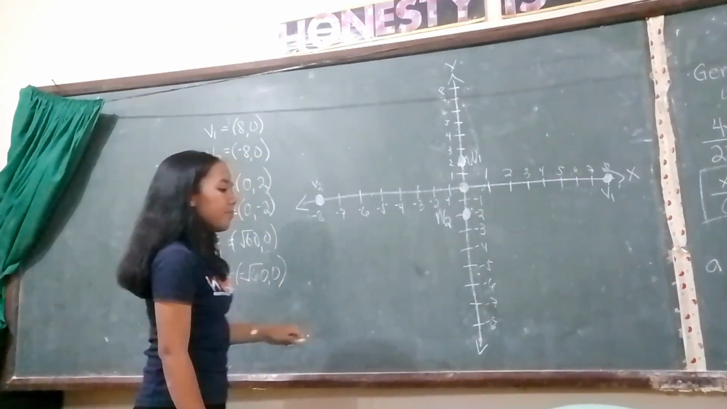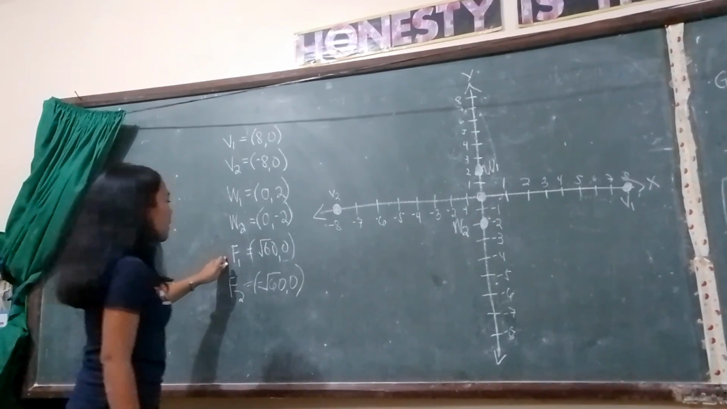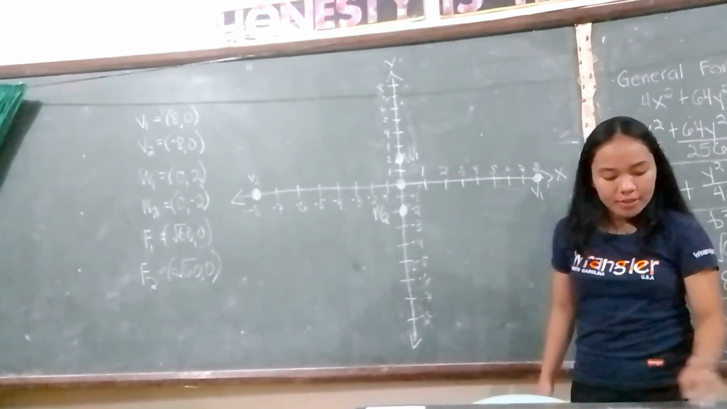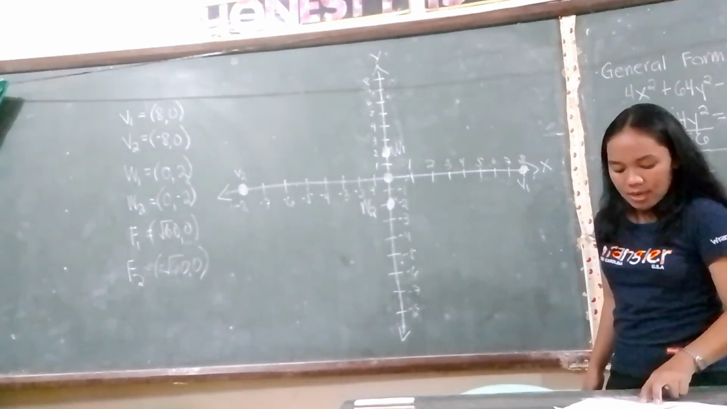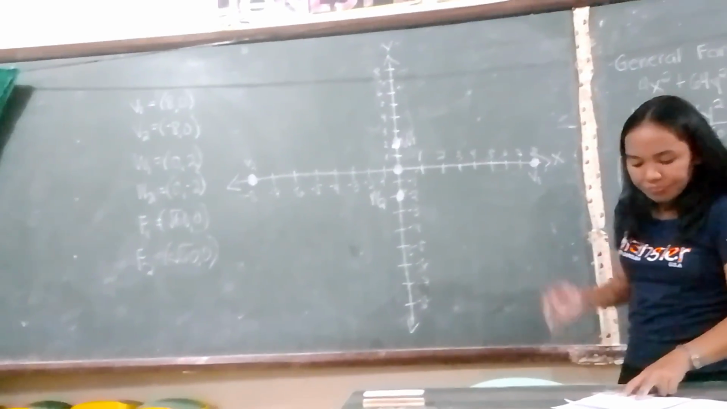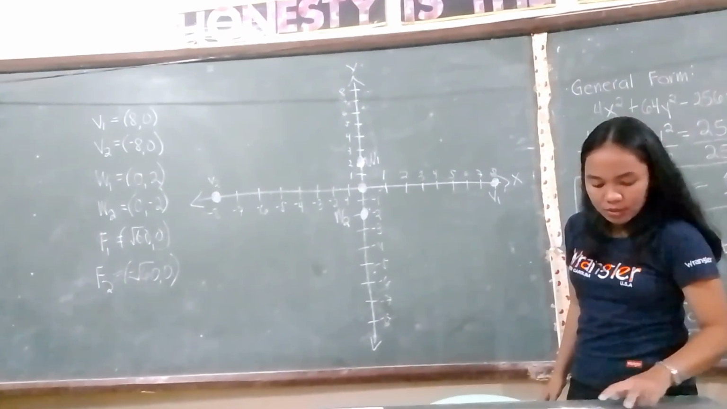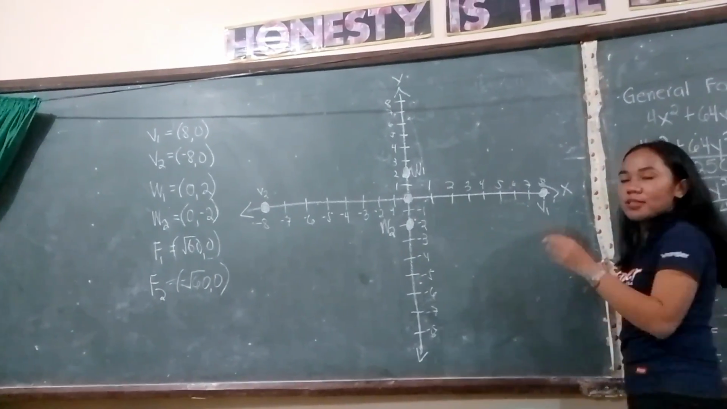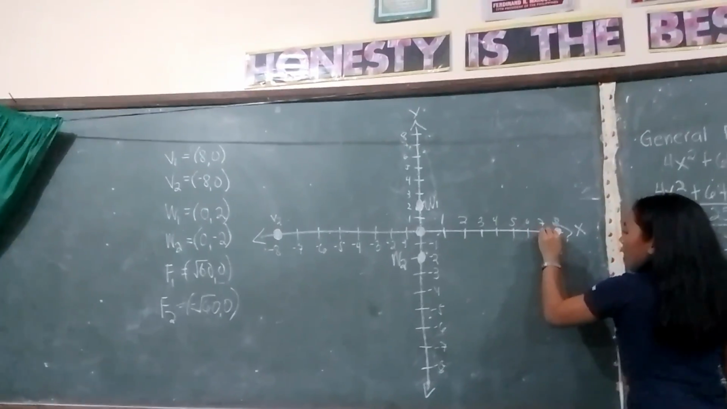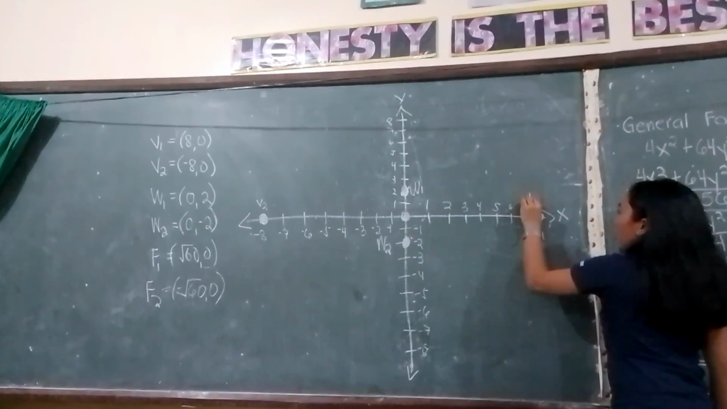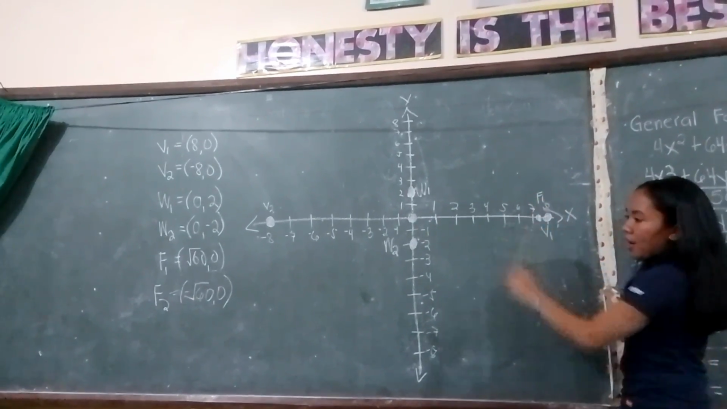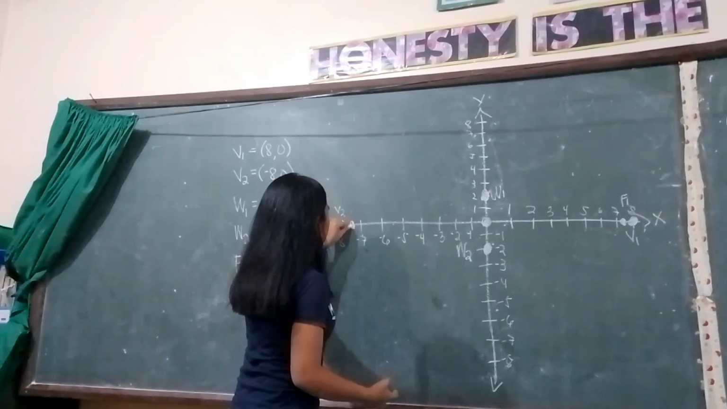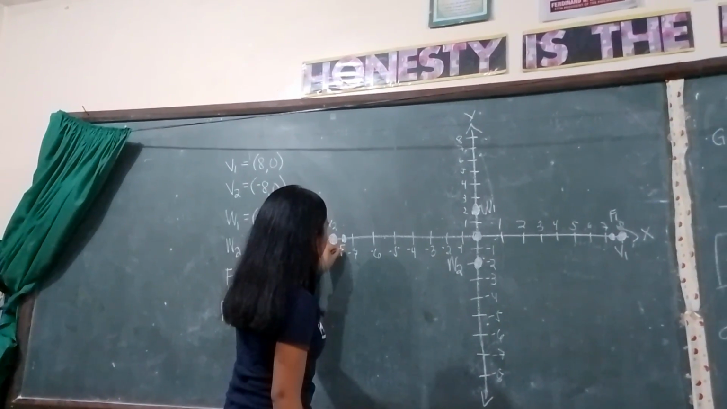And F sub 1 is the square root of 60, and the square root of 60 is equal to 7.75 or 7 point something. So we have here our F sub 1. And for our F sub 2, it's negative 7. So our F sub 2.